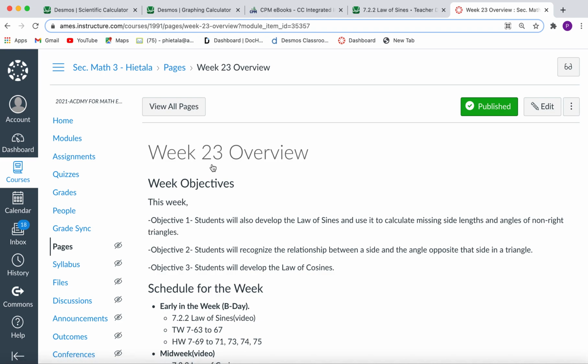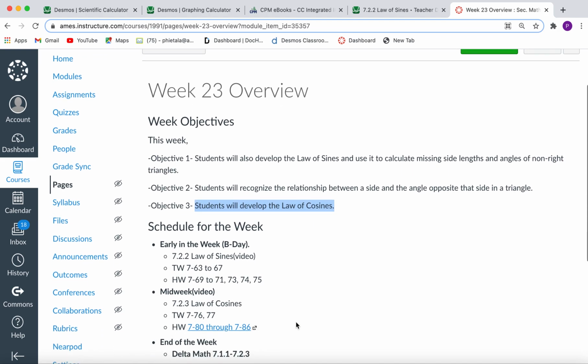Here is an overview of what we're going to learn this week. Students will develop law of sines and use it to calculate missing side lengths and angles of non-right triangles. Okay, that's the big part there, non-right triangles. Students will recognize the relationship between the side and angle opposite that in the triangle. And then students will develop the law of cosines.